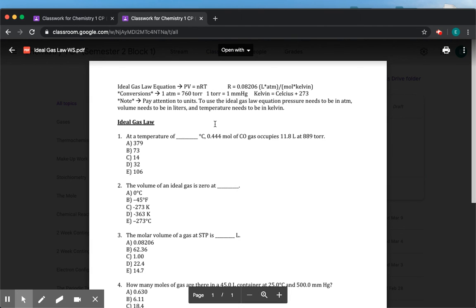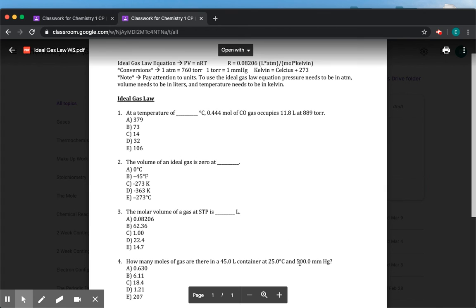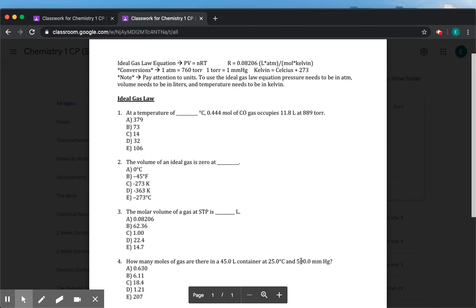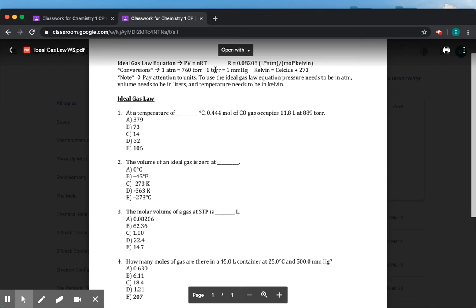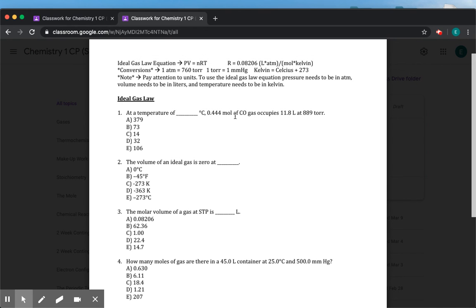So you have all the conversions you need. Sometimes you get millimeters of mercury. For example, in number 4, they give you 500 millimeters of mercury. Torr and millimeters of mercury are the same thing. 1 torr is the same as 1 millimeter of mercury. It's just another word for the same thing the scientists decided to come up with. So you would use the ATM conversion to do that. And I tell you how to go from Kelvin to Celsius as well, or Celsius back to Kelvin. Either way, you can rearrange it however you want.